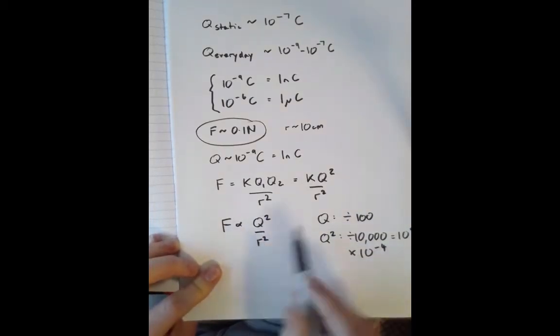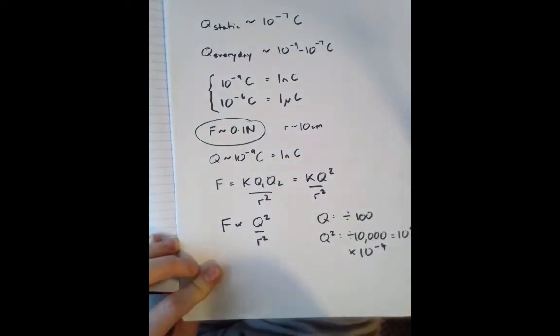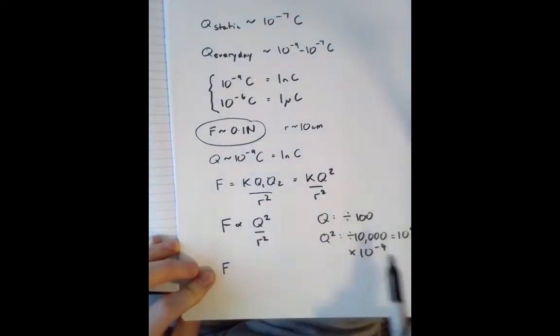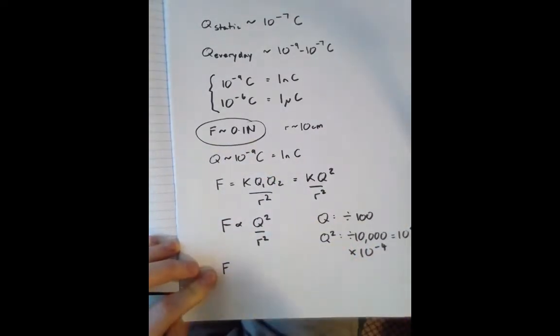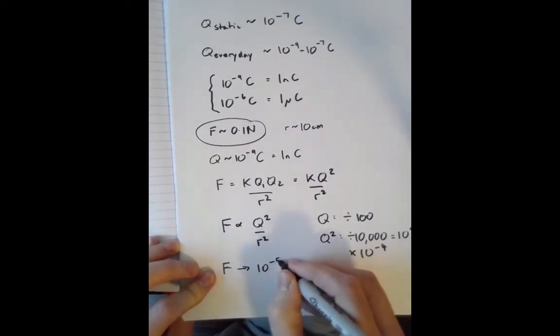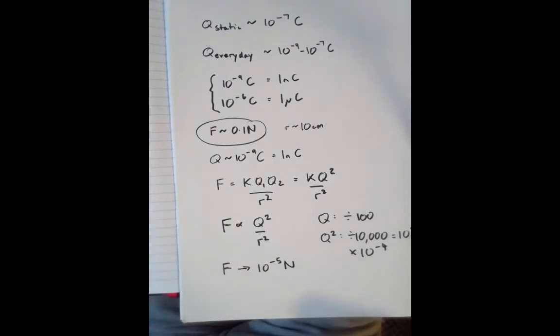So in R, we're still saying that R is 10 centimeters. So if we've divided Q by 100, then the force is going to decrease by a factor of 10 to the 4, right? So we immediately know that all we have to do is divide 0.1 by 10,000, and our new force is going to be 10 to the minus 5 newtons in that case.